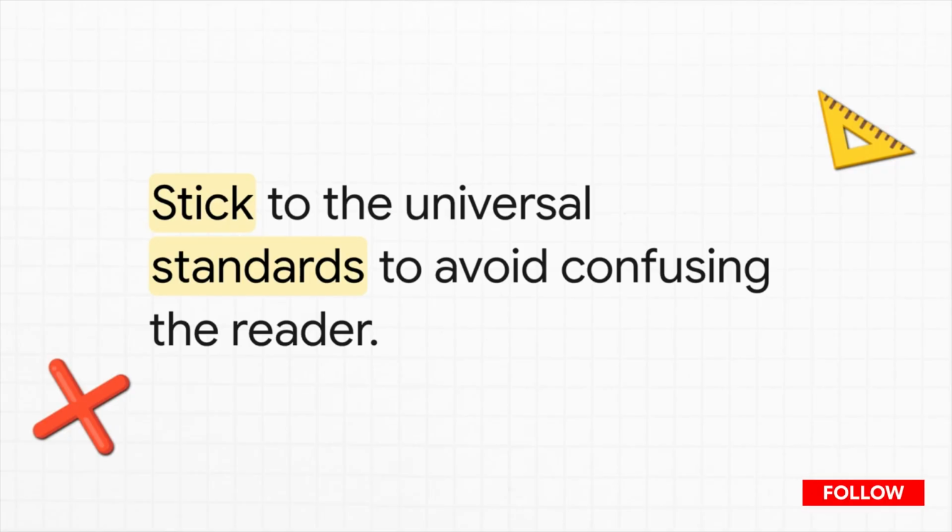Then there's mistake number 2, using inconsistent symbols. I know it can be super tempting to invent your own custom shapes or creatively color code things based on your mood, but don't do it. Stick to the universal standards. The second you use a diamond for an action or a rectangle for a decision, you break the visual language we just talked about, and you instantly confuse anyone else who's trying to read your document.